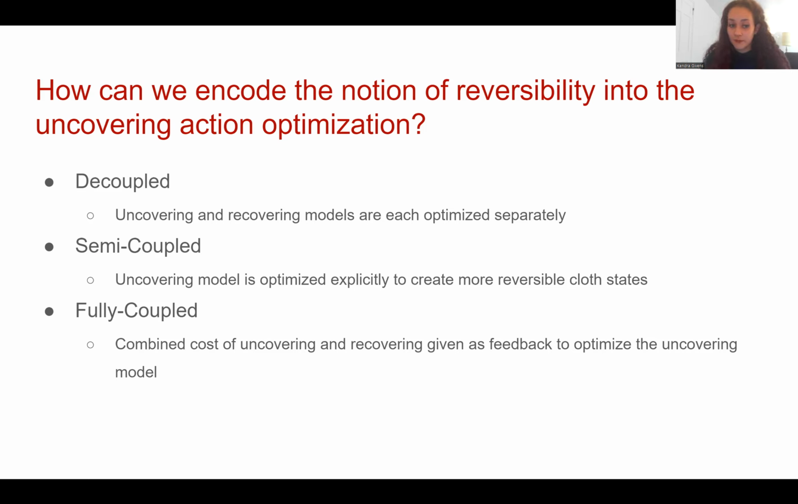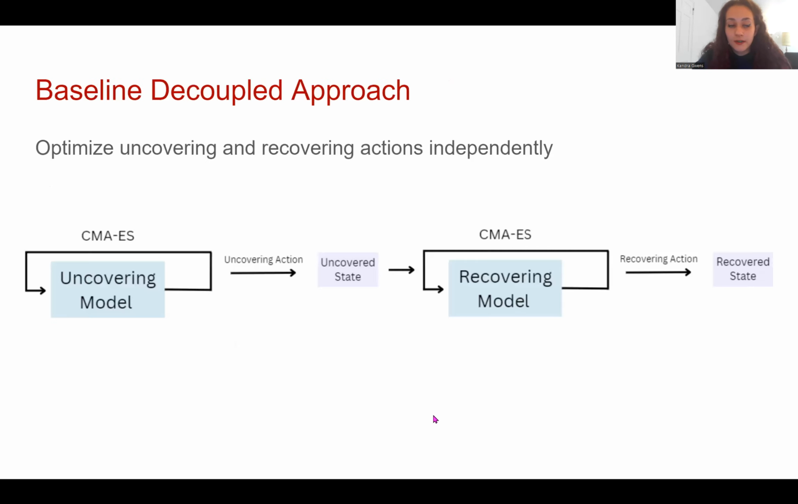create reversible states. And then we came up with another approach, the fully coupled model, where instead of us explicitly telling the model how to create reversible states, we let the way the recovering model performs, its objective function result, be fed back as feedback to optimize the uncovering model. It's kind of like a GAN, where one model is affecting the other. This is what it was inspired by, the GAN training regime. So I'll go into more detail on these now.